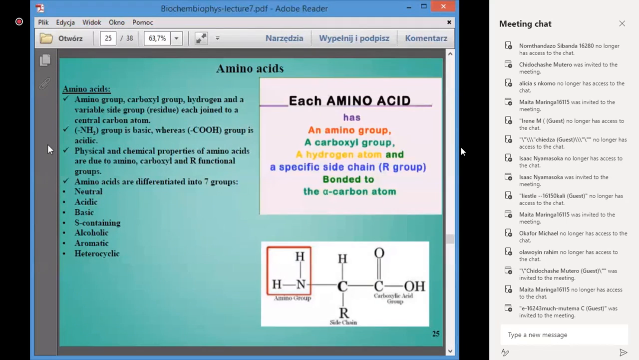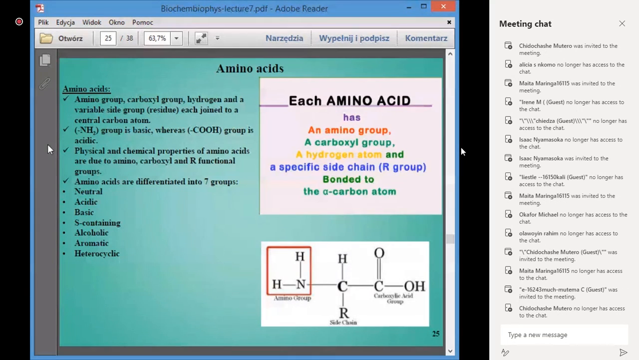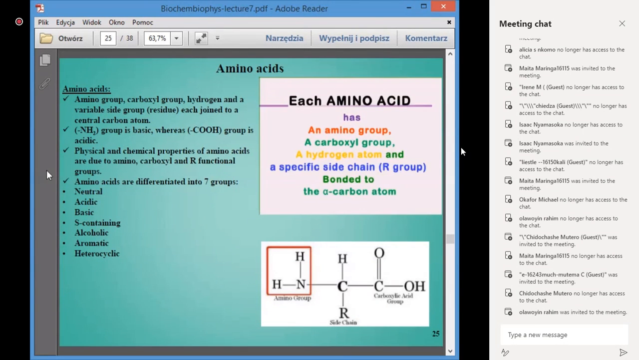And depending on the structure and functions and properties of this additional side chain, we can find different groups of amino acids. Of course, depending on the source, you can find different classifications, but generally we can talk about 7 groups of amino acids. One is neutral, then acidic, basic, sulfur-containing, alcoholic, aromatic, and heterocyclic. As you can find here, the names of these groups of amino acids are based on some chemical properties of these side chains in case of each amino acid.